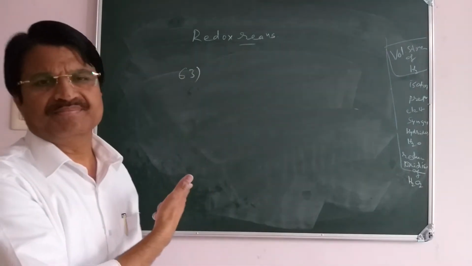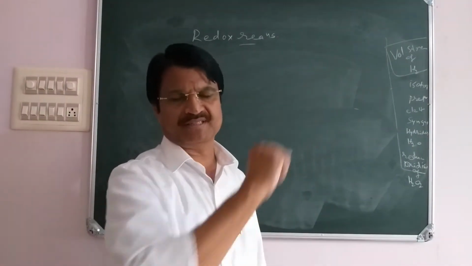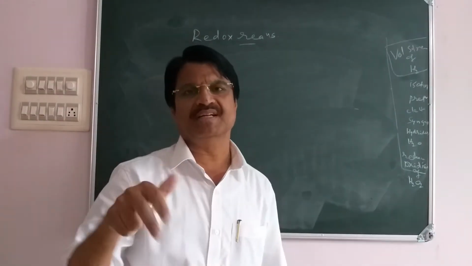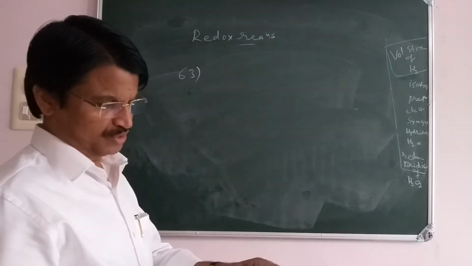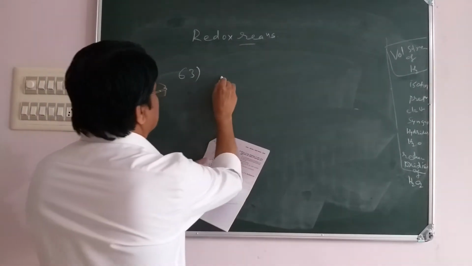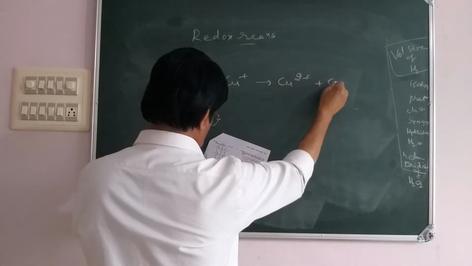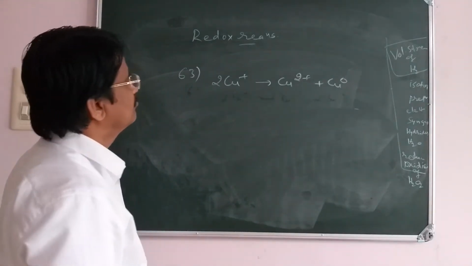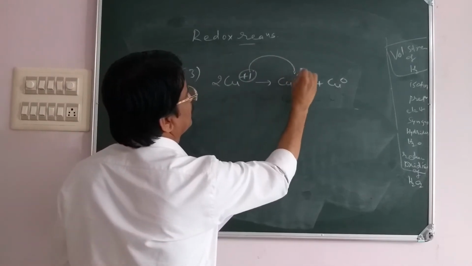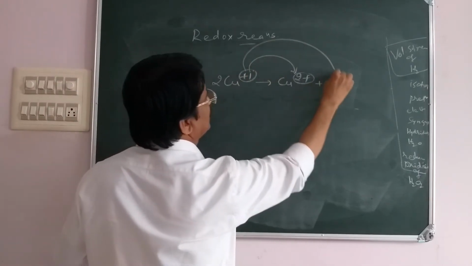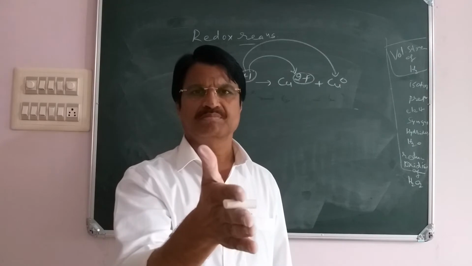Now let's talk about Cl. Cl2 into Cl minus and Cl2 into OCl minus, that is minus 1 and plus 1. That undergoes two reactions, oxidation as well as reduction. That is called disproportionation. 2 copper plus gives copper 2 plus and copper 0. They clearly give copper plus 1 to plus 2, and plus 1 to 0.